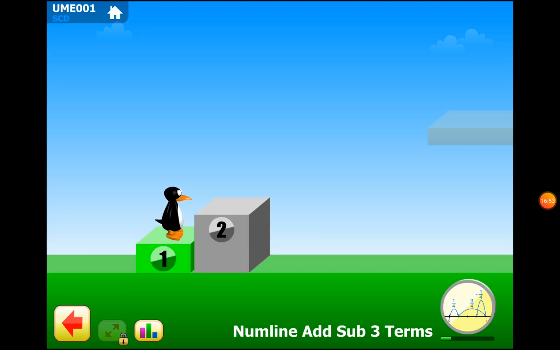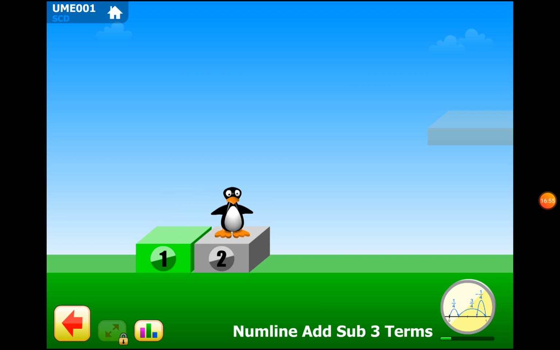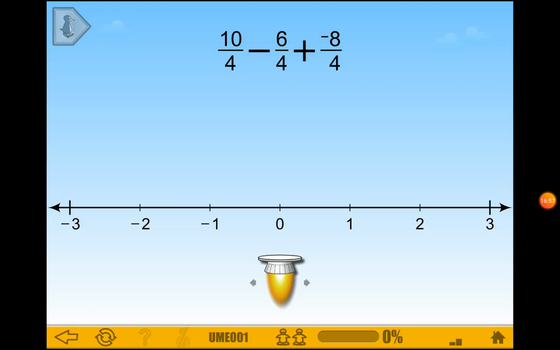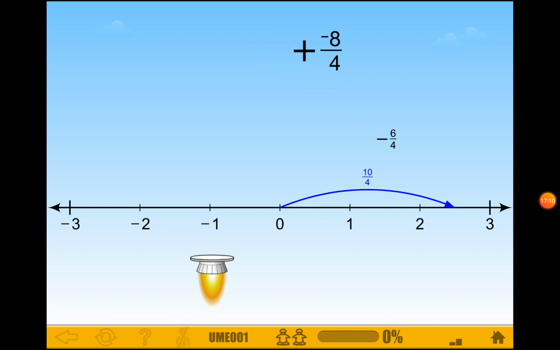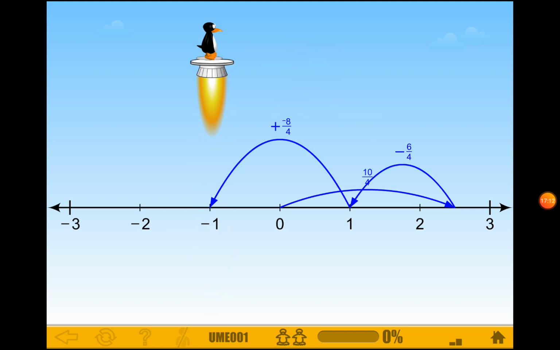Okay, number 2. Oh wait, there might be 6 levels. No, I think there's 5 only. Yeah, it's pretty much just 5. 10 minus 6 is 4. 4/4 is 1. Then 1 minus, so -8/4 is -2. So 1 minus 2 is -1. Boom, boom. Okay, great.